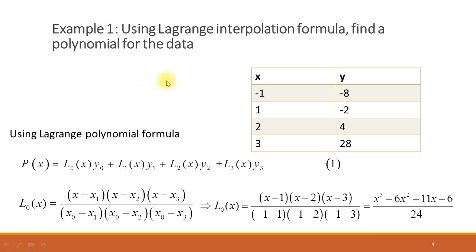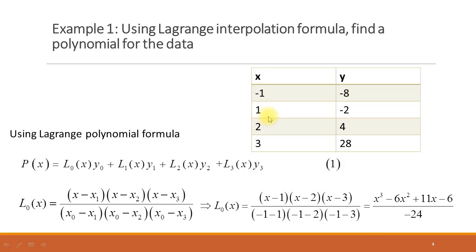Now suppose we have some points: for x equal to minus 1, 1, 2 and 3, for x equal to minus 1 the y value is minus 8, for x equal to 1 the y value is minus 2, for x equal to 2 the y value is 2, for x equal to 3 the y value is 28. Now dear students, note that this is unequally spaced data. Now how do we find a polynomial for this data? We can use the Lagrange interpolation formula for this data.